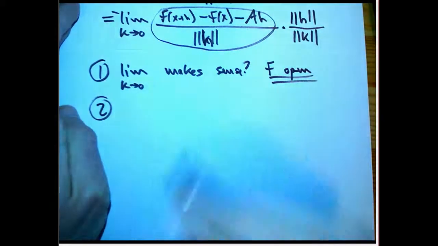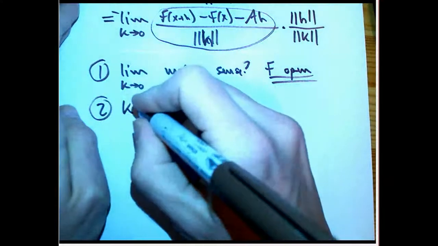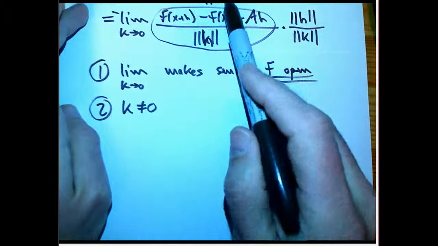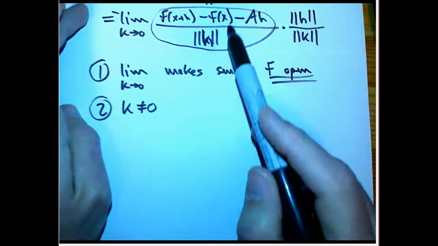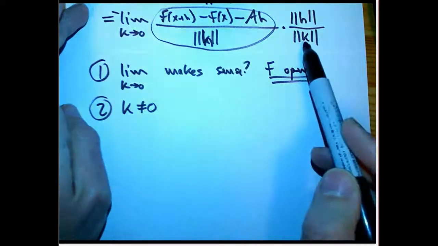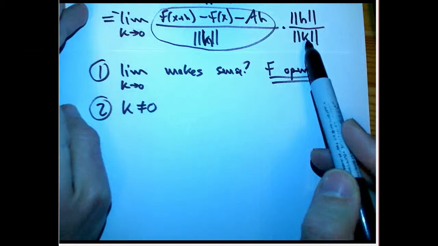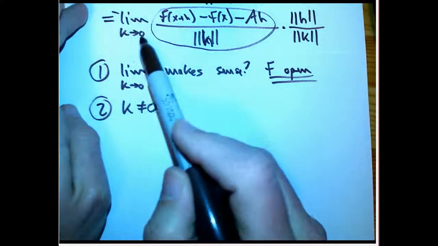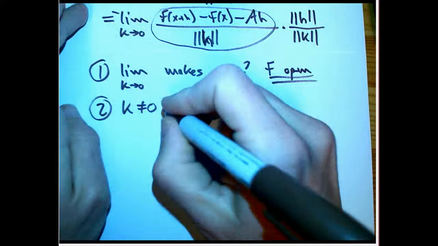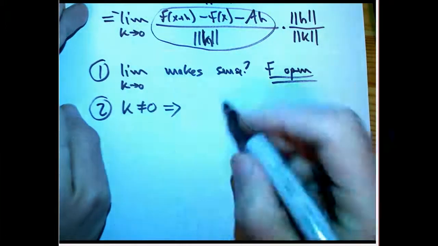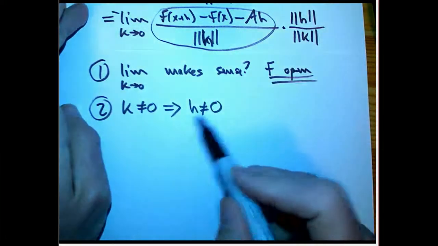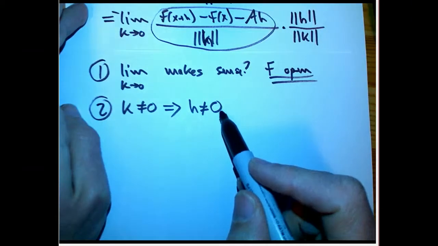There's a very finicky issue, which is that by definition, we're taking this limit as k goes to 0. We're dividing by the magnitude of k. That doesn't make any sense if we actually allow k equals 0. And of course, one of the standard things about taking limits is you don't actually plug in the value. But if we're going to change this to a limit as h goes to 0, we better make sure that we don't accidentally end up having h equal to 0.